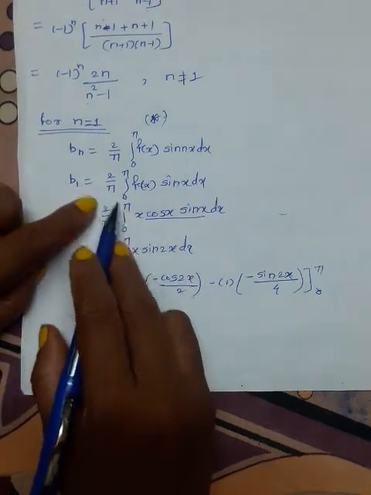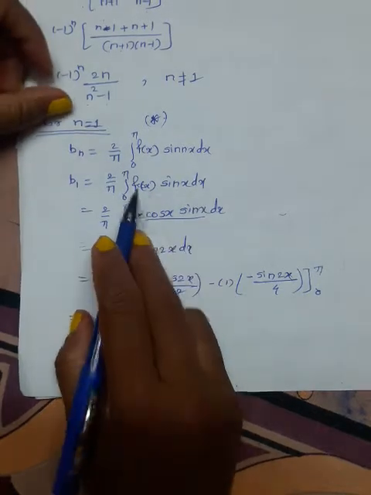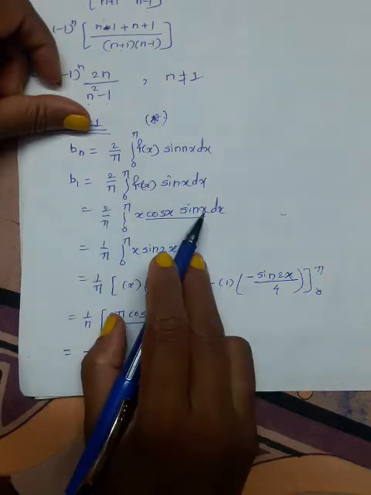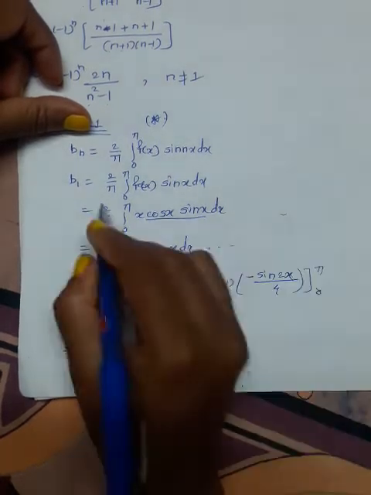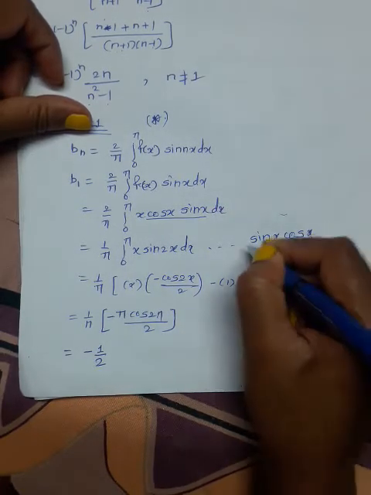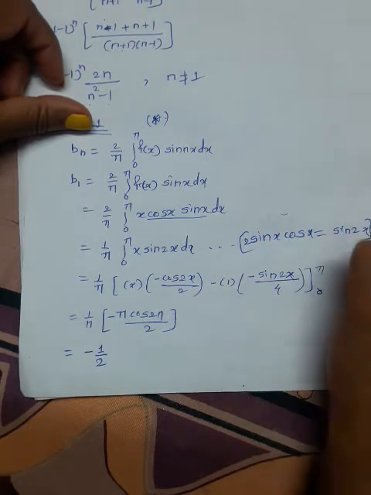We get b1 is equal to 2 upon pi integration 0 to pi f of x sin x dx. Okay, put the value of f of x is equal to x cos x, function value, and we know 2 sin x cos x equals sin 2x. Take this 2 inside. 2 sin theta cos theta is sin 2 theta. This is the formula here.